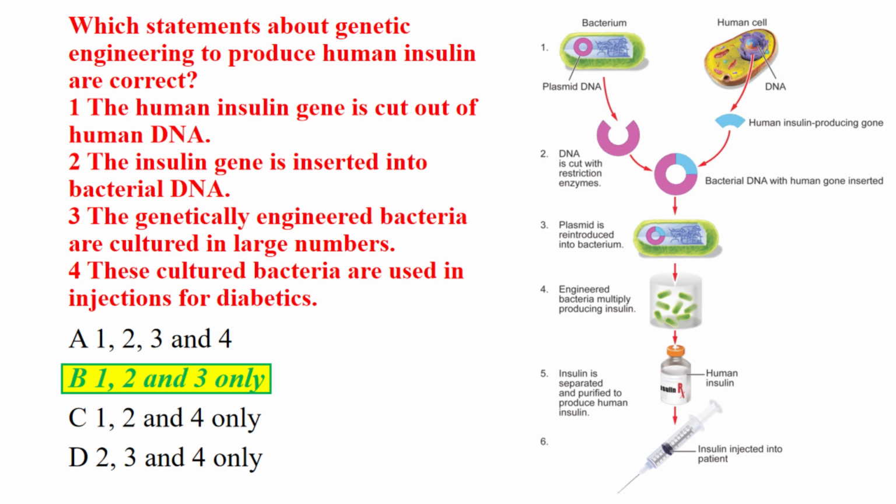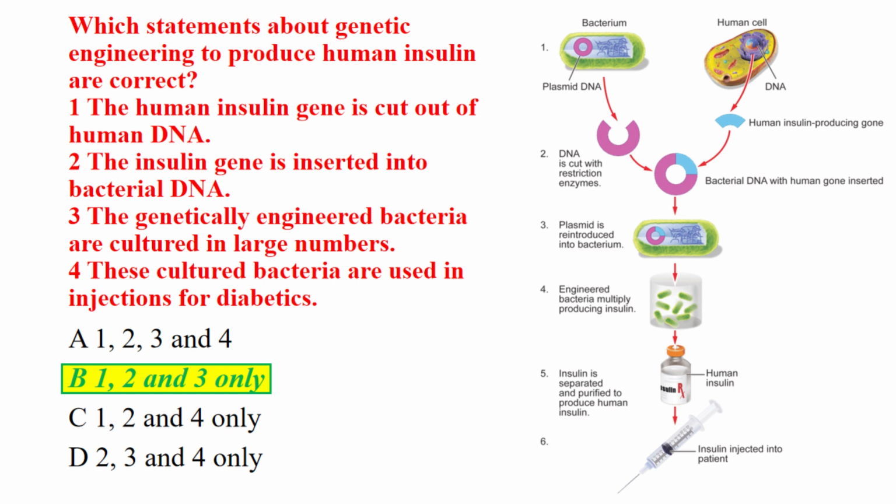The correct answer is B, 1, 2, and 3 only. Let's look at all the options. First, statement 1, the human insulin gene is cut out of human DNA. This is correct. Scientists isolate the human insulin gene from our DNA to use it for producing insulin. Next, statement 2, the insulin gene is inserted into bacterial DNA. That's also correct. The gene is inserted into bacteria using a plasmid vector, so the bacteria can produce insulin.